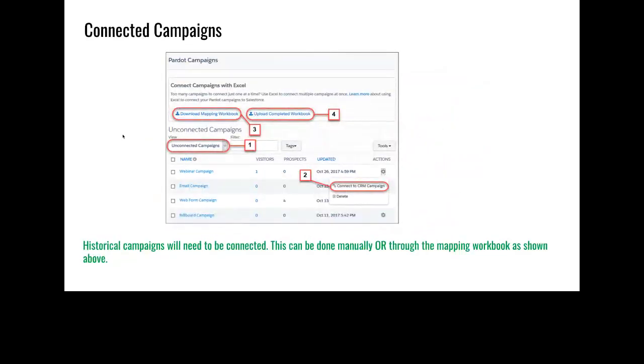Now, if you do not have connected campaigns enabled, you will have to go through a little bit of a workshop where you're connecting any historical campaigns, upgrading them to a new naming convention or structure that you've built out. Once you have enabled connected campaigns in your Pardot org, you'll get this screen where you are able to download a mapping workbook and then import it right back in, and it makes those connections for you.